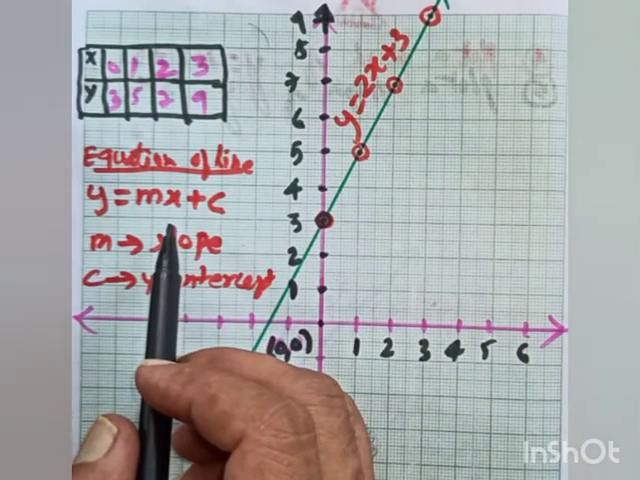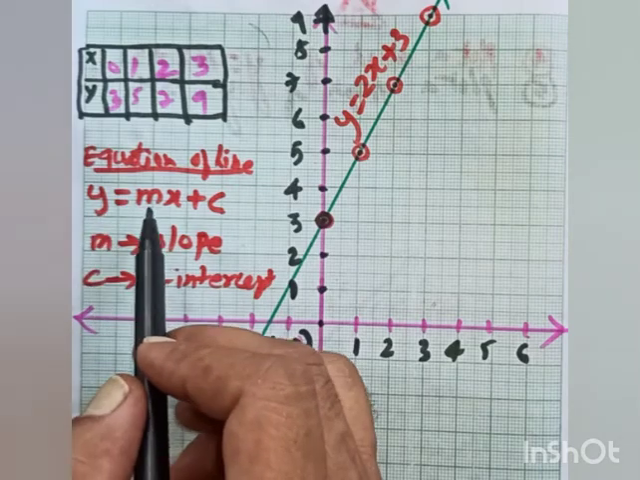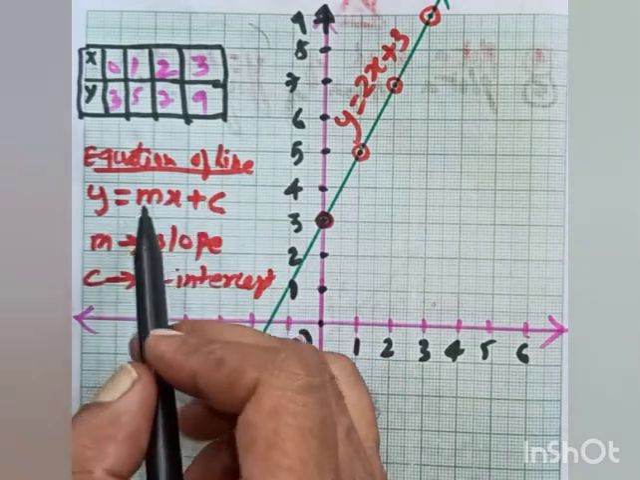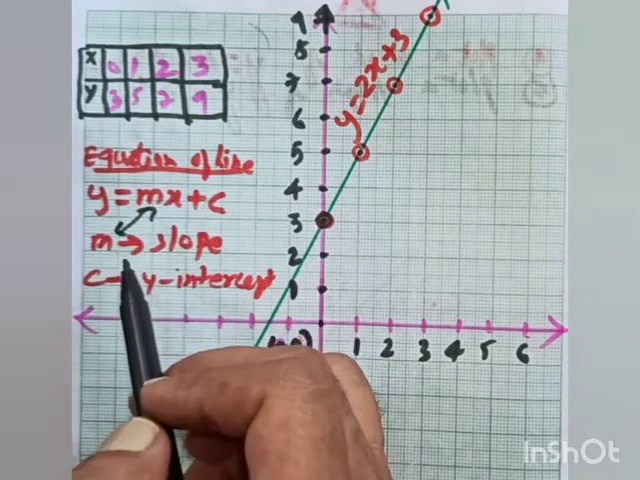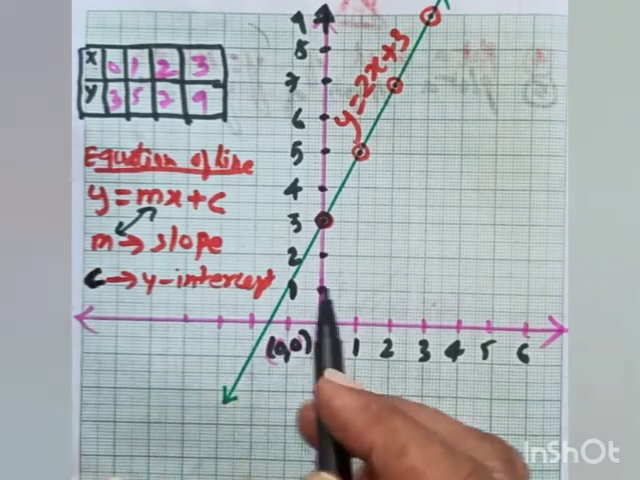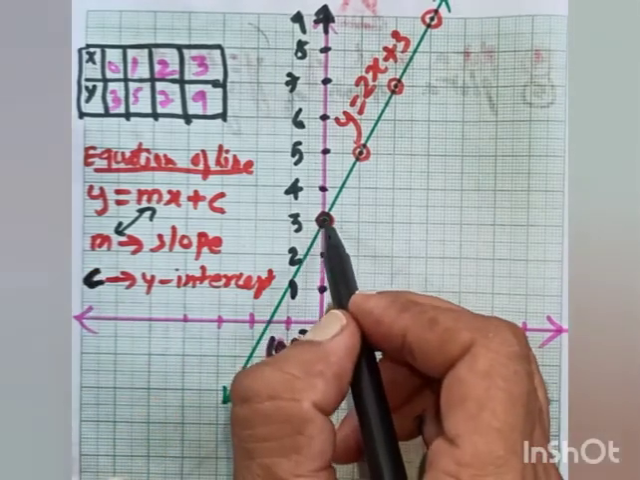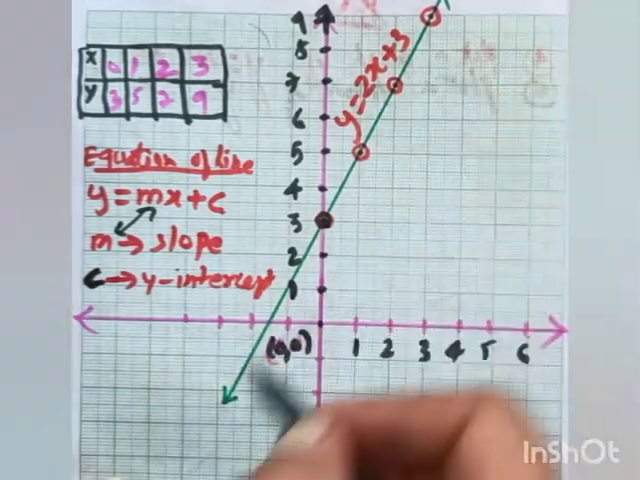The equation of a line is normally given by y = mx + c, where this m is nothing but the slope of the line, and this c is the y-intercept. In this case we can see the y-intercept, that is c, is 3 here, and now we need to find the slope of this line.